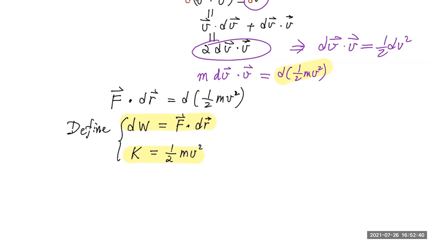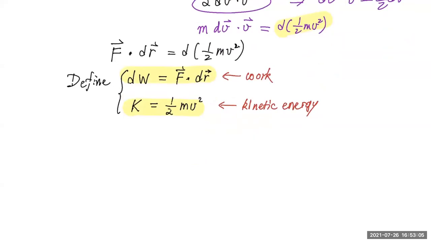Okay, so let me name those again. So this is work. W is work. And this is the kinetic energy. Okay, so with this new pair of definitions, I can rewrite the above formula as dW equals dK. It's just that simple, right? dW equals dK.